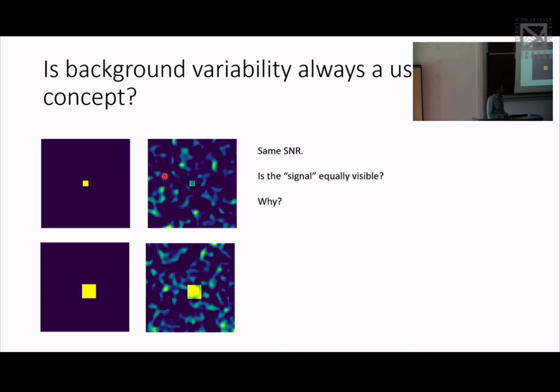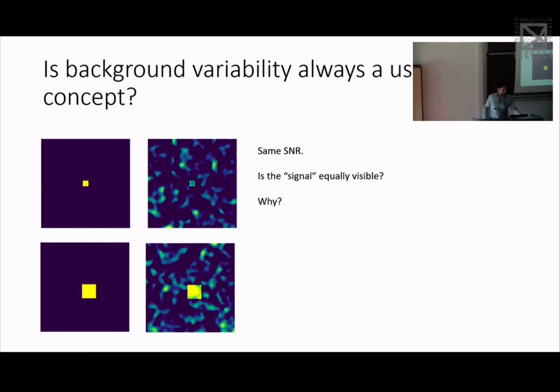Would you say that the signal, which, by the way, if you think about it, I haven't defined the signal, but you are already able to know that the signal for me is this yellow square. Would you say that the signal is equally visible? Probably no. And the question is why. You will need to remember that even more in medical imaging, the concept of noise is actually task dependent.